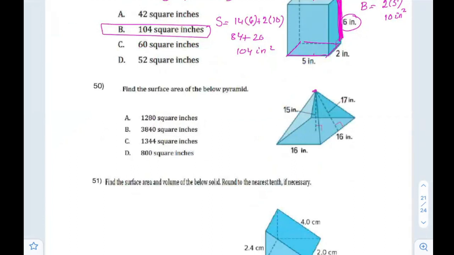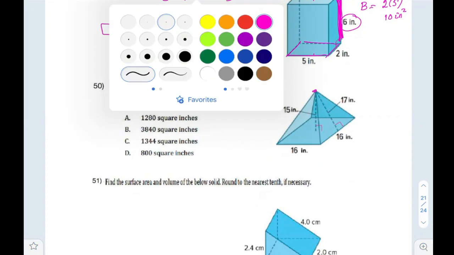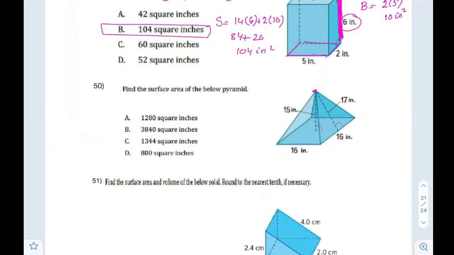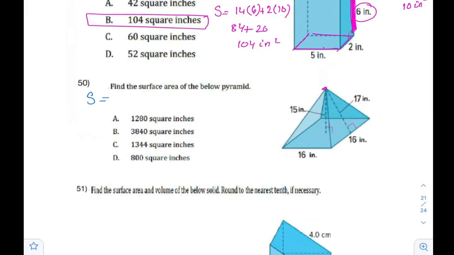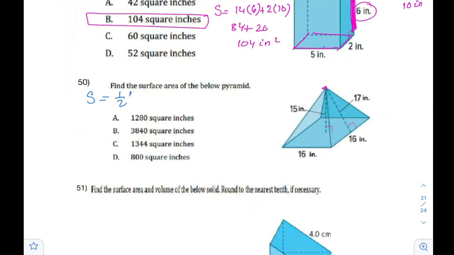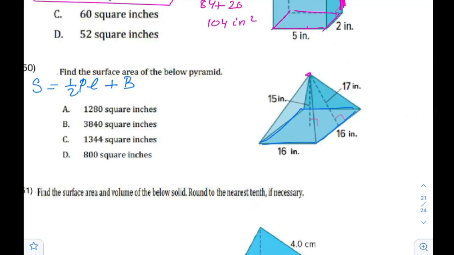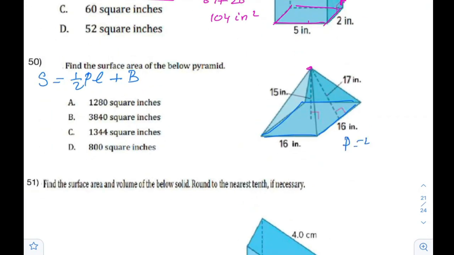Find the surface area of this pyramid. So surface area, pyramid again. Let's remember the formula. Half P L plus 1 base. Do we have them all? Perimeter is the perimeter of this square. So our perimeter here is 4 times 16, which is 64.